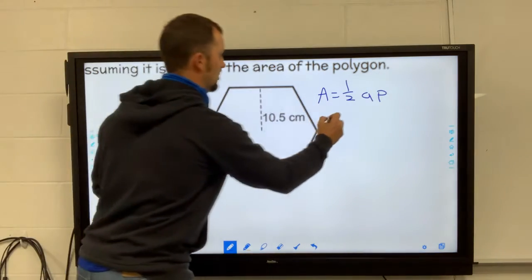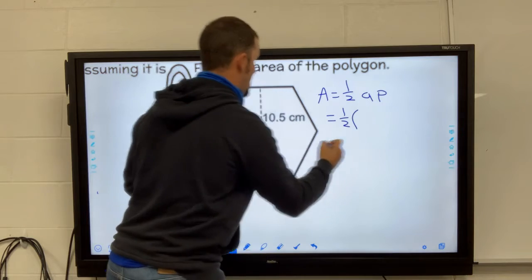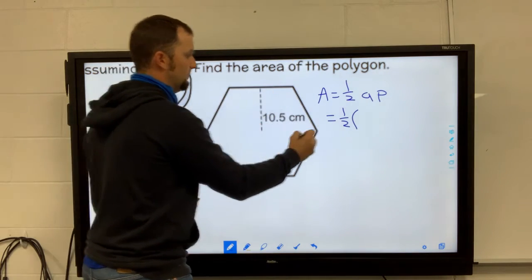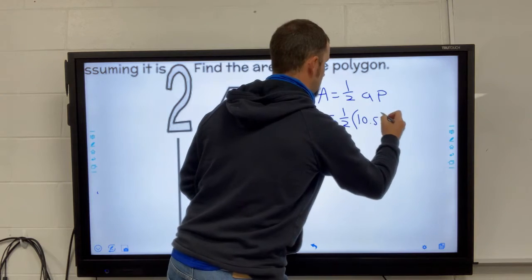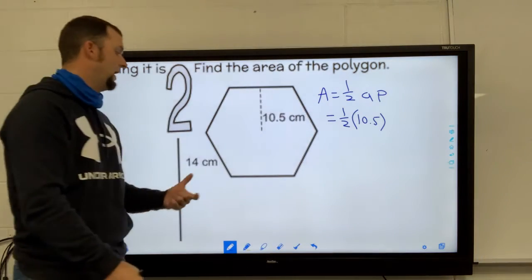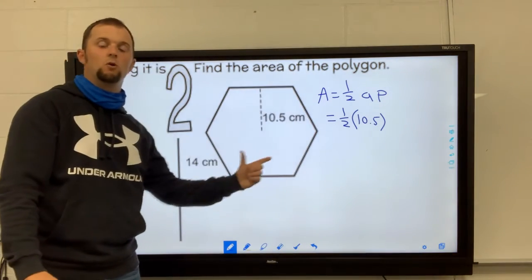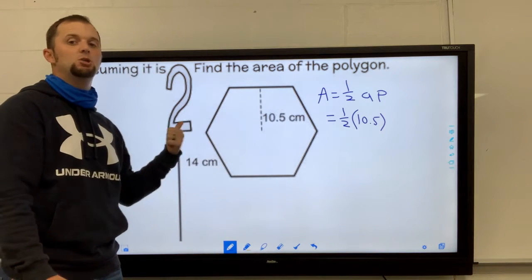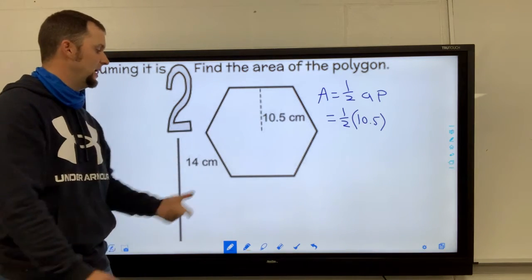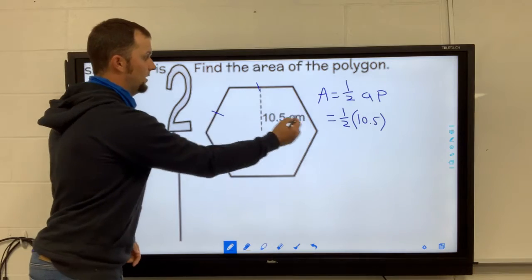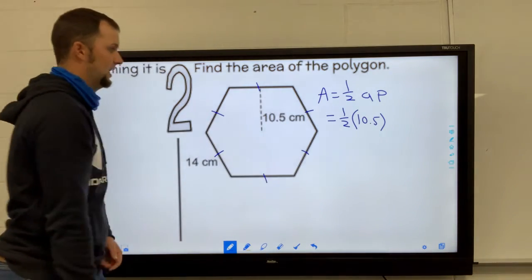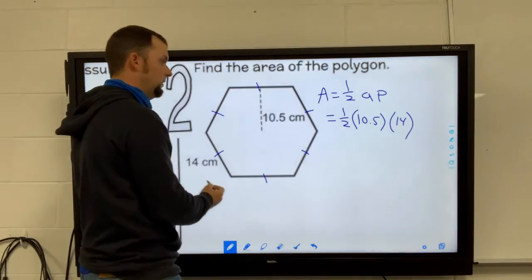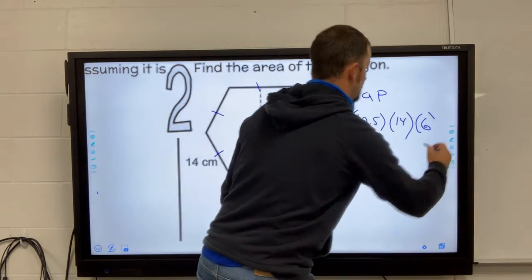So here we go. 1/2 the apothem, remember from the center straight down at a 90-degree angle to the side, is 10.5. And then to find the perimeter, I know all of my side lengths are congruent, so I can just add all these up with this one side length, or I can just do 14 times the number of sides. So I have 1, 2, 3, 4, 5, 6 sides. So to find the perimeter, I'm going to do one side length, which is 14, and multiply it by the number of sides.